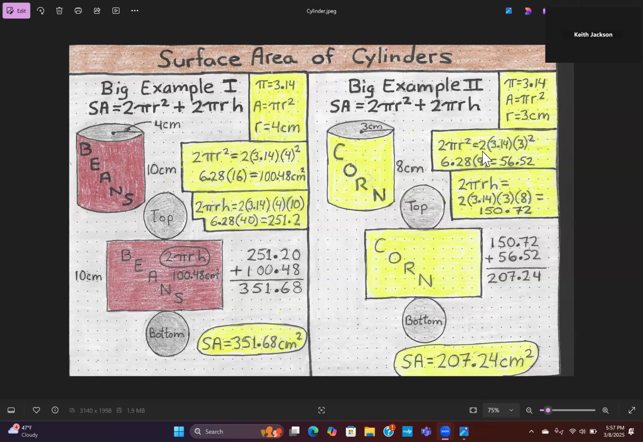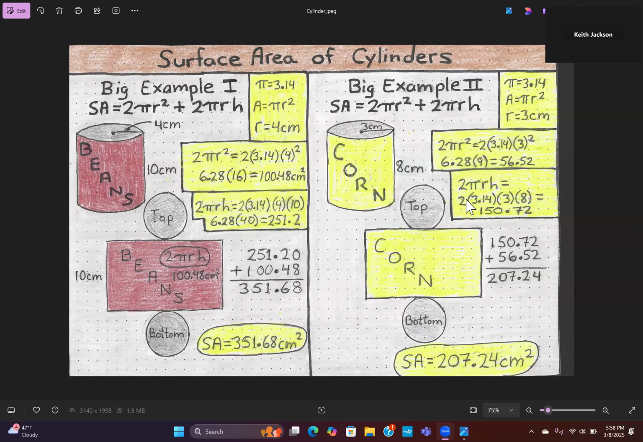2 times 3.14 gives us 6.28. 3 squared is the same as 3 times 3, which is 9. So 6.28 times 9 gives us 56.52 centimeters squared. Now we're finished with that part. Let's move on to the second part, in which we have 2 times pi times the radius times the height. 2 pi r h is equal to 2 times 3.14, because 3.14 is equivalent to pi, times the radius, which is 3. The height is 8 centimeters.